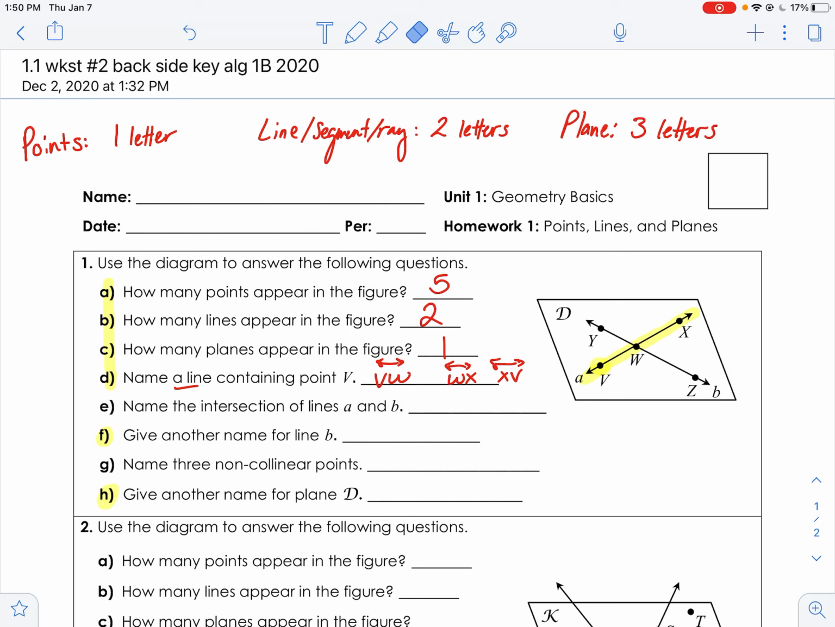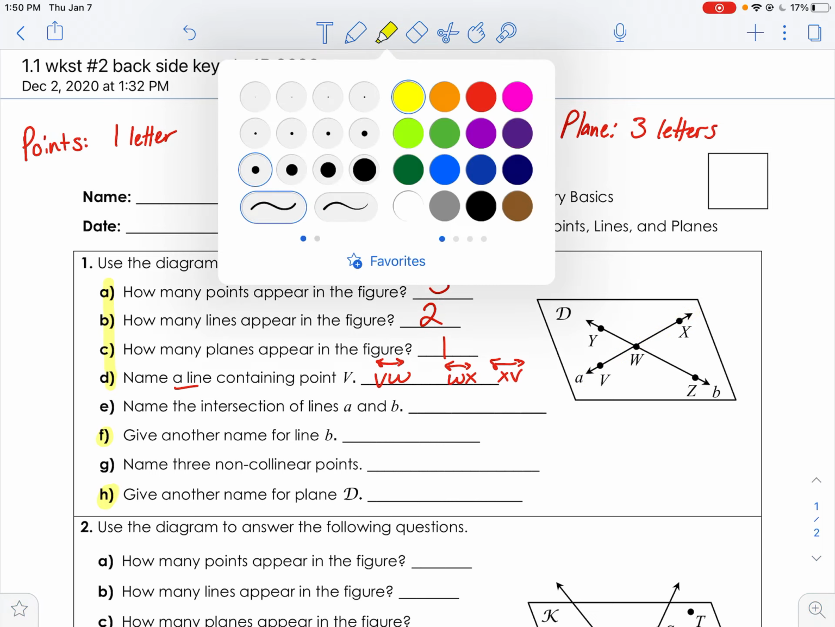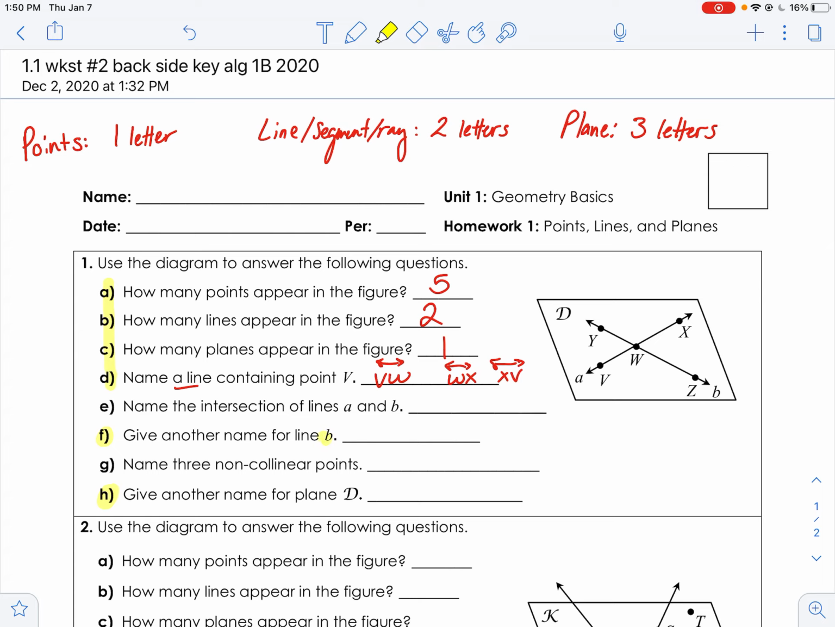And I'm going to skip down to F and H after this. So F, give another name for line B. So that's one way we could name this. There's the little lowercase b, and it's next to this line, which means it must be talking about that line right there. So again, we'll take whatever 2 letters we want off of that line. Pick your favorite 2, doesn't matter the order here, because this is a line. So I could pick YW. I'm not very good at drawing Y's, so I'm going to do a WZ, or I could do ZW or ZY, however you want to name those.